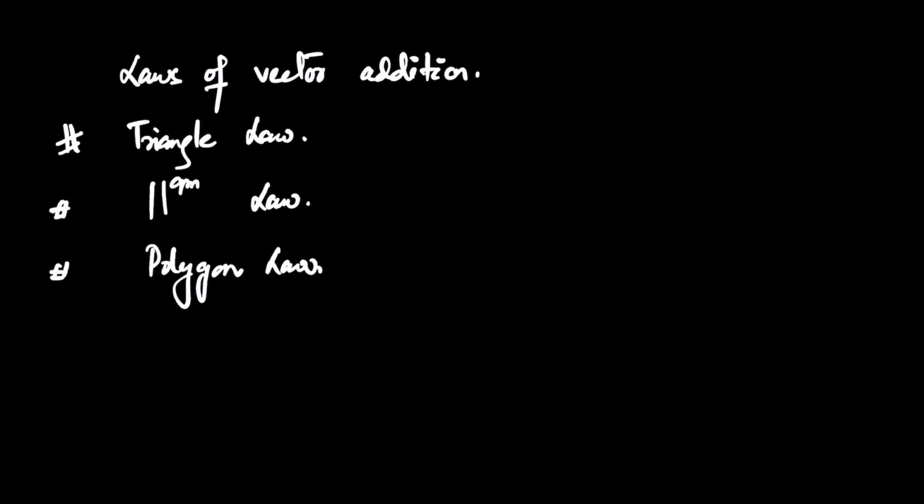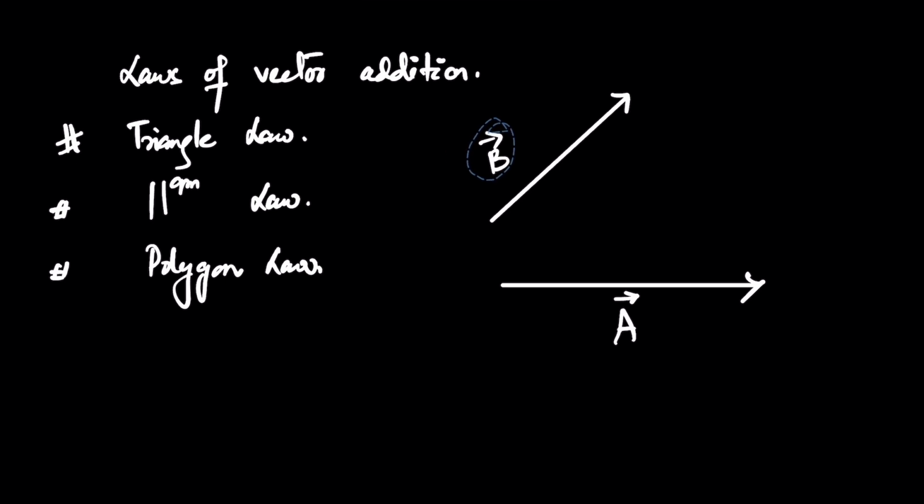So let's take two vectors. Live example again. Say this is the A vector, and another vector, say this is the B vector. Now we want A vector plus B vector.